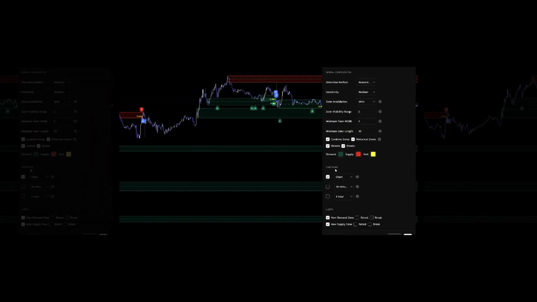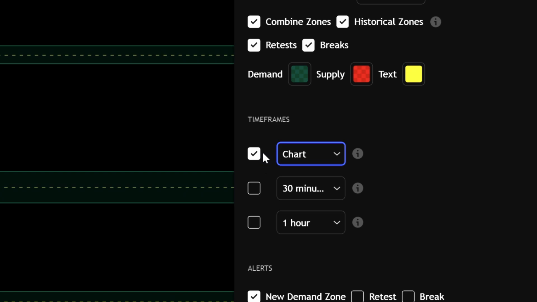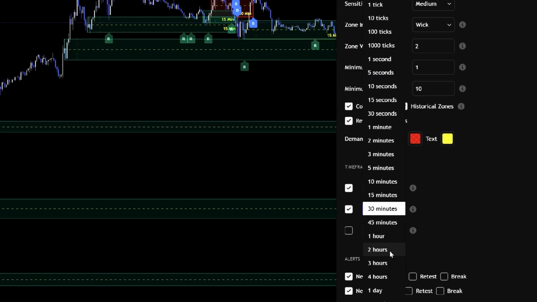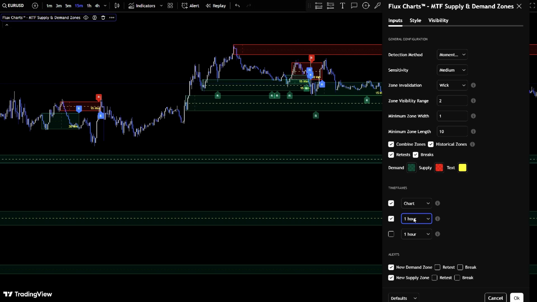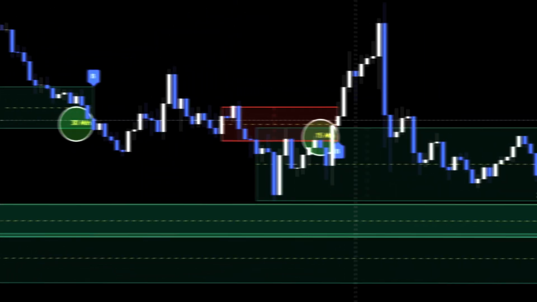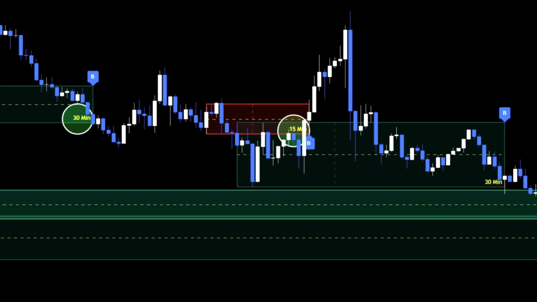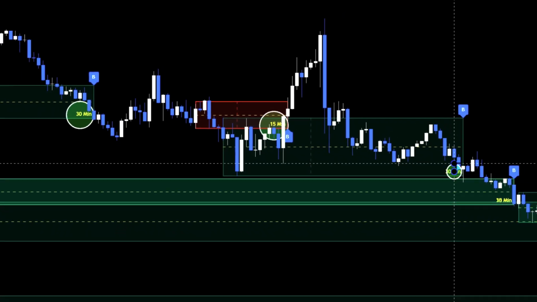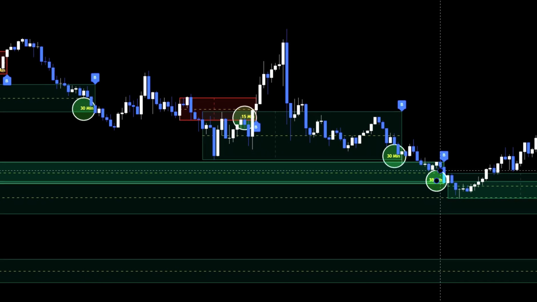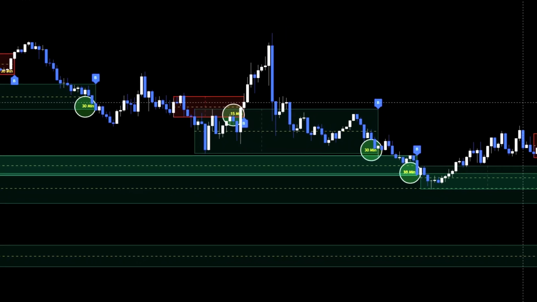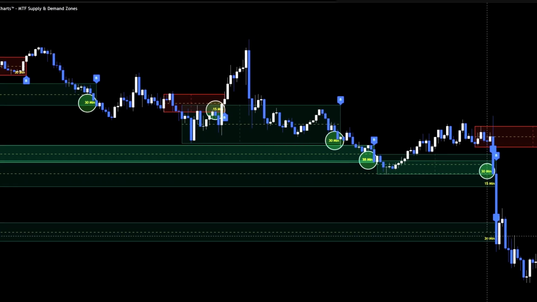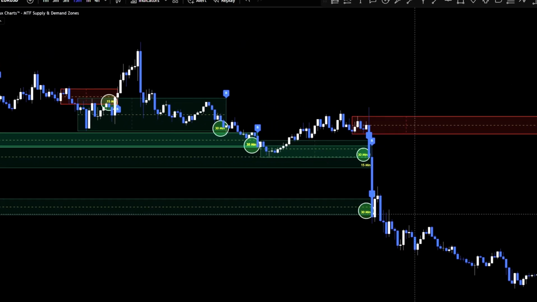And finally, the multi-time frame feature lets you display zones from up to 3 time frames on one chart. For example, if you're trading on a 5-minute chart, I suggest enabling the 15-minute and 1-hour time frames. If you're on a 1-hour chart, choose the 4-hour and daily time frames alongside it. I personally think having 2 extra time frames up is the way to go. Why? Because it gives you a wider view of what's happening with supply and demand across the market, not just what's right in front of you.